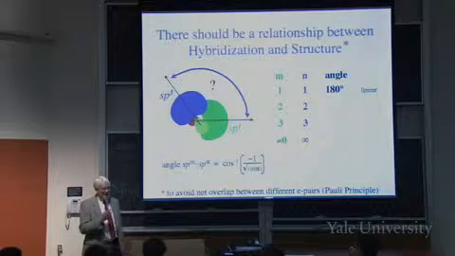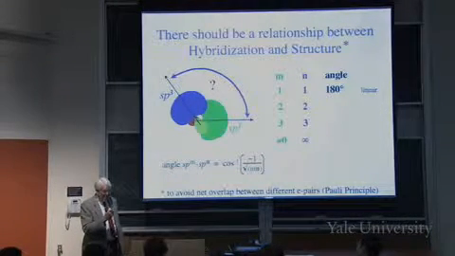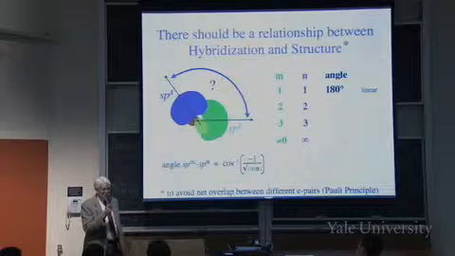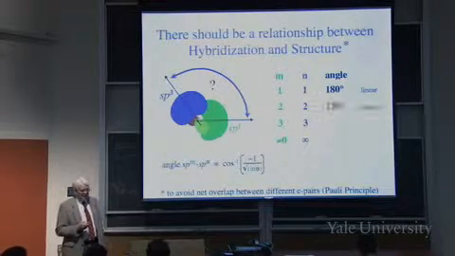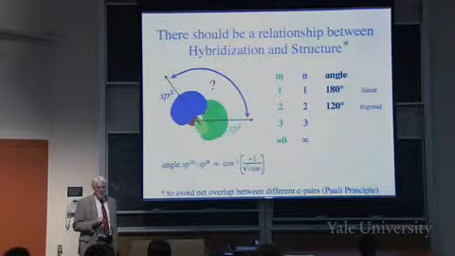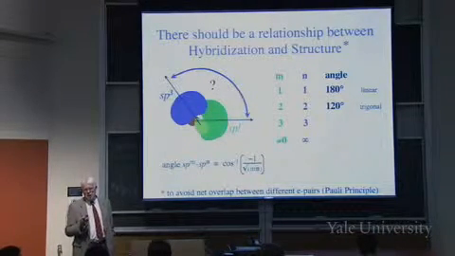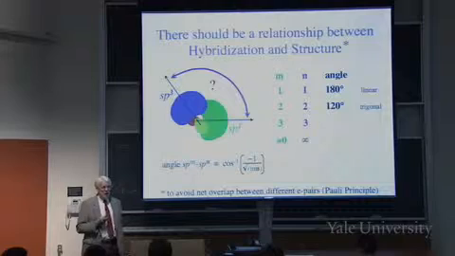Pardon me? 60? That's plus 1/2. It's 120 to be minus 1/2, right? It has to be greater than 90 to be negative. So that's going to be 120 degrees, and that's trigonal. So sp squared hybrids make an angle of 120 degrees.